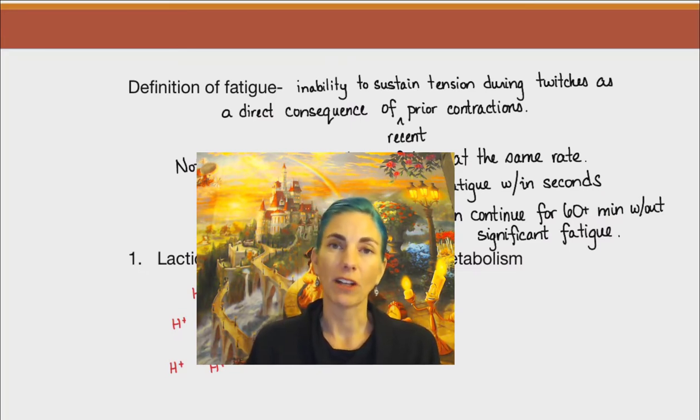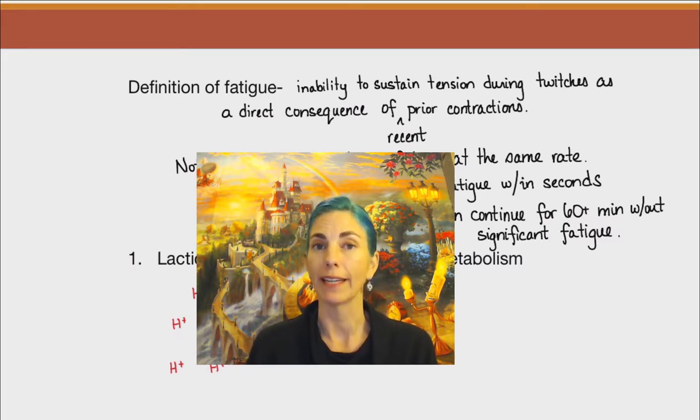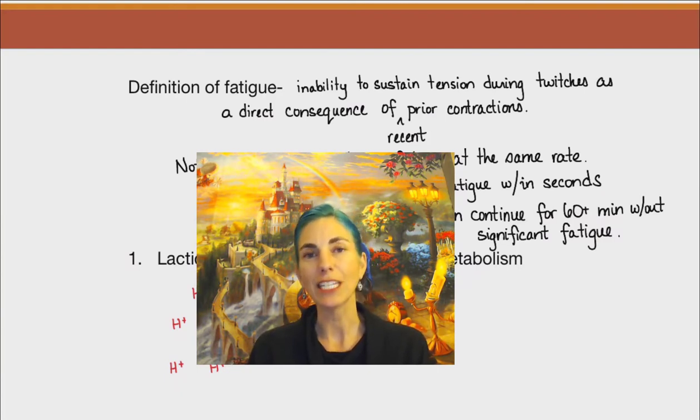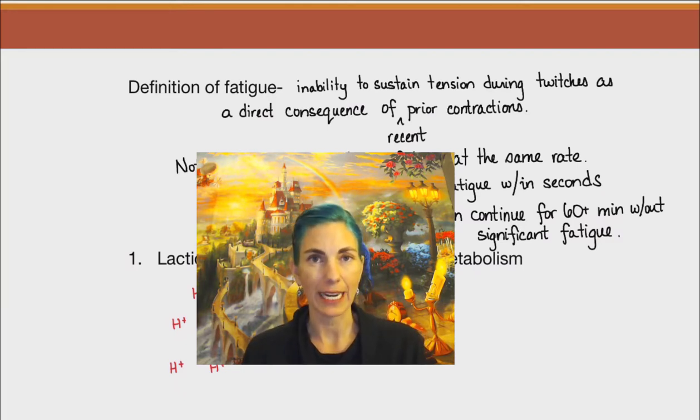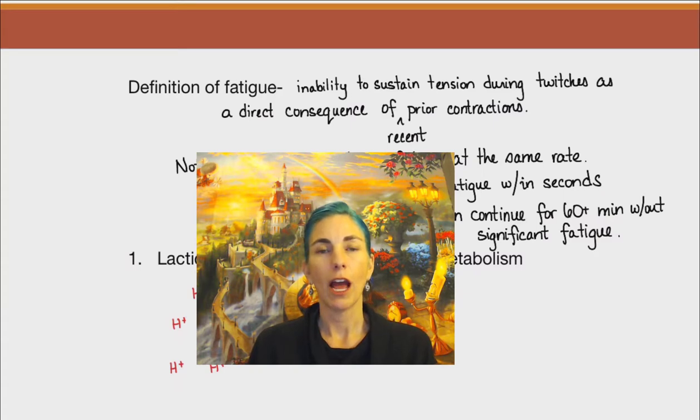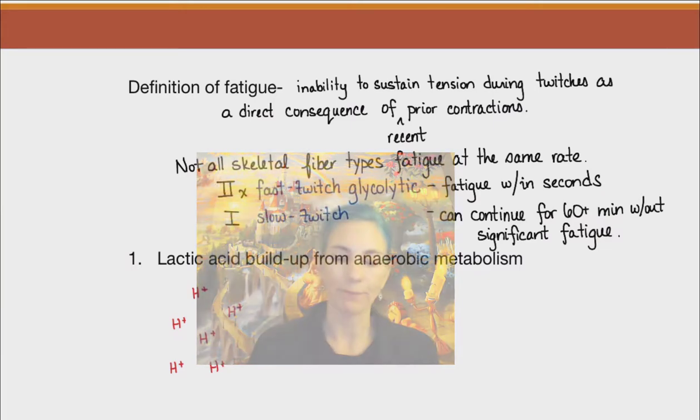Fatigue does not have one cause. There are probably a dozen molecular things that are all going on that contribute to the loss of tension. But before we start getting into some of the potential causes, I want to remind you that tension is directly proportional to the number of cross bridges. So if I'm really talking about fatigue, then what I'm really saying is that I'm not generating as many cross bridges as I think I should be. Interesting idea.